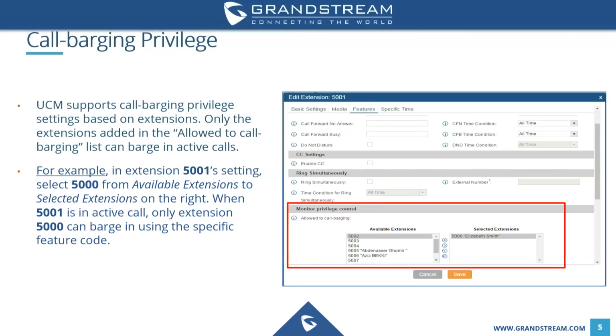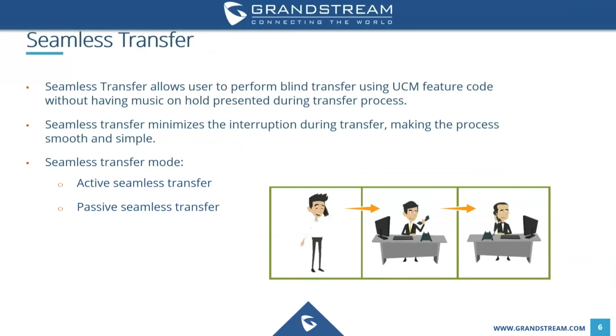That's just preventing, so we know that the UCM supports call barging, so I can barge into someone else's call. But from this menu, like extension 5001, you can select which users will be able to barge into your calls. Gotcha. So if you are 5001, you can just say only these people that you select will be able to barge into your call. And as we speak, I opened the release note. It actually tells you which options are included in the 14.x firmware.